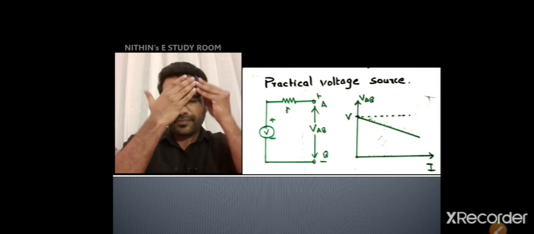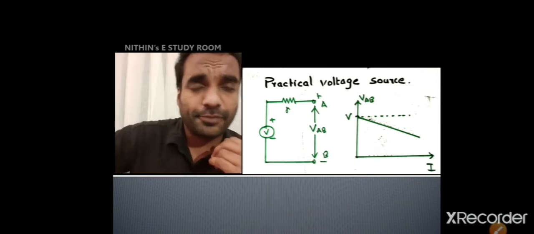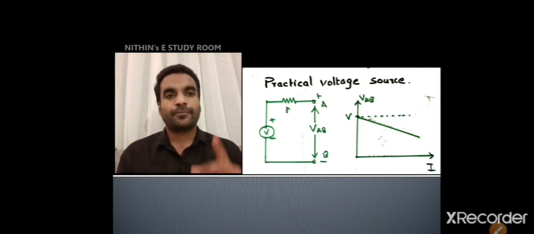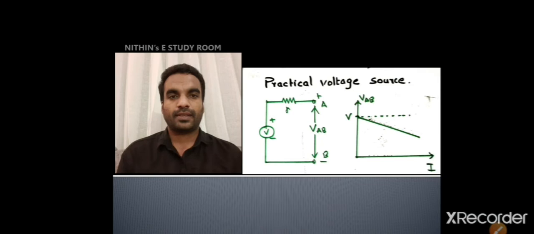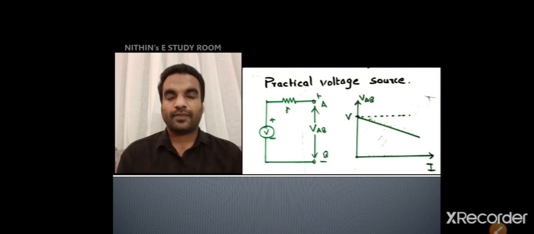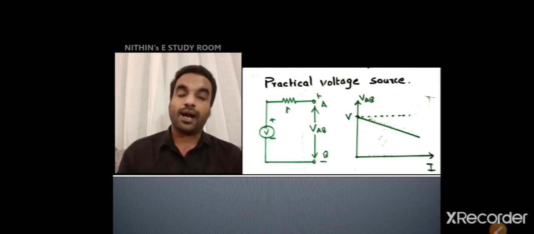Think of a voltage source, a battery. In the first case you connected a 1 ohm resistor. In the second case you are increasing the load, so you are connecting one more resistance in parallel. What happens? One more resistance in parallel means the equivalent resistance reduces. So with V by R, if R reduces, the current increases.